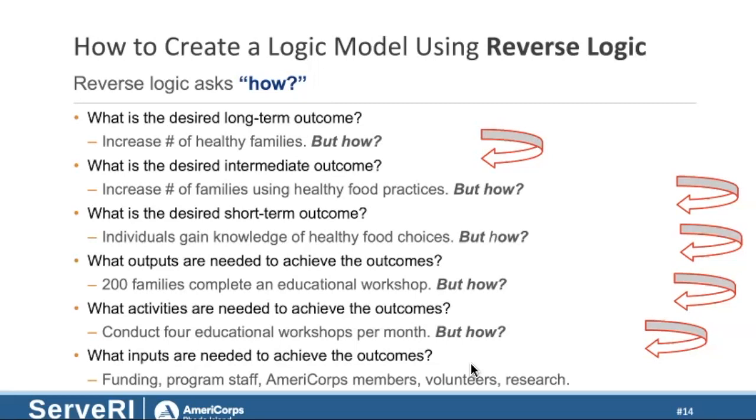Now, the reality is that you will likely use a little bit of both models to create yours. You probably have a vision of your long-term outcome, and you know the basics of what your inputs are. So you can use if-then statements and the question how to fill in the gaps in between to create a logic model.